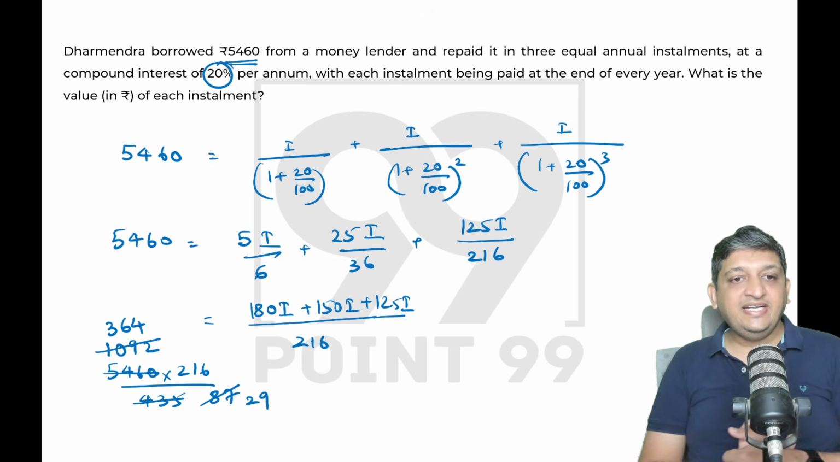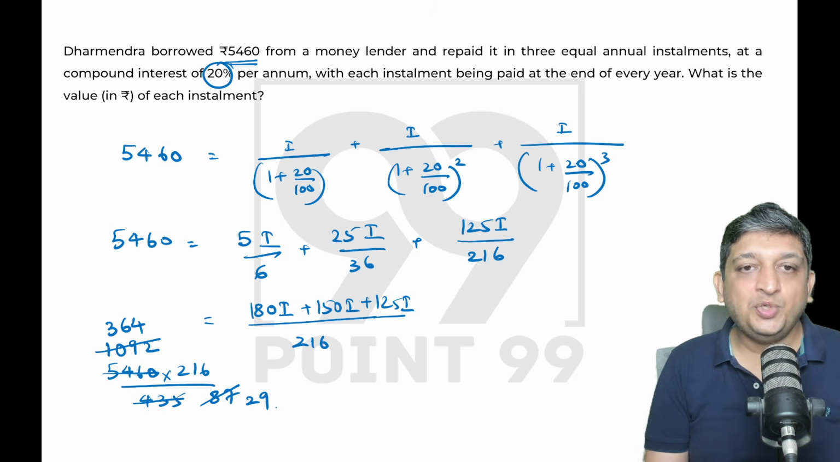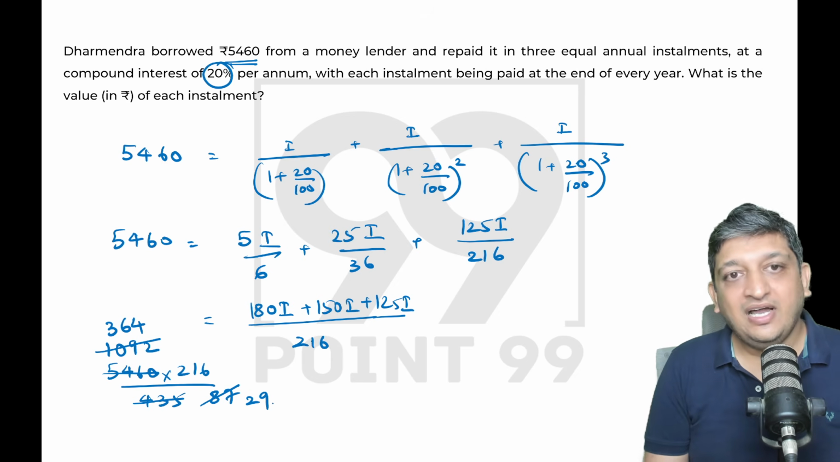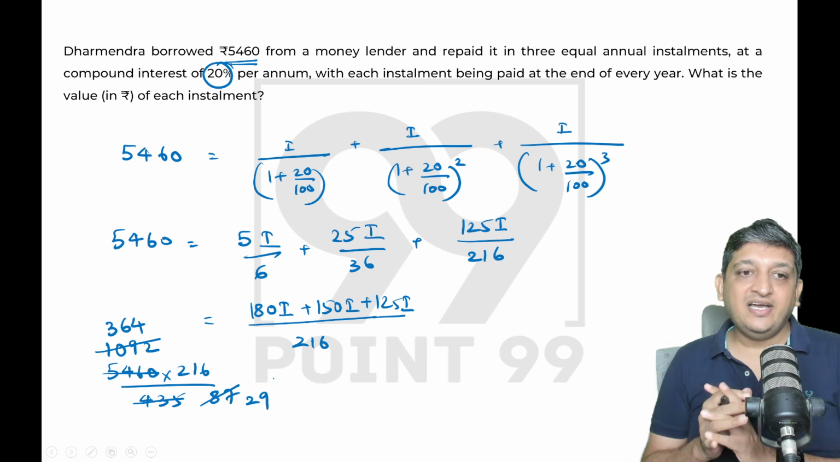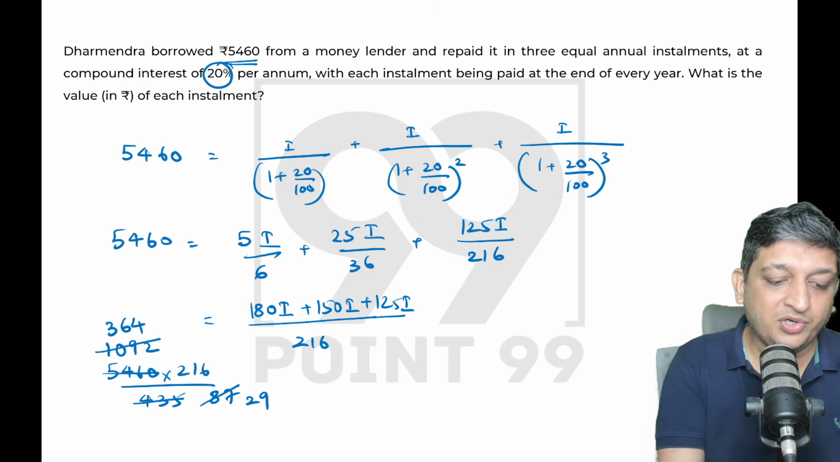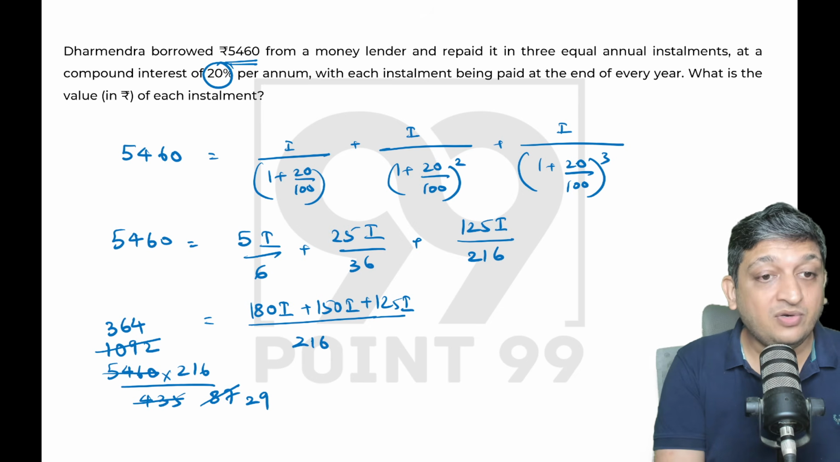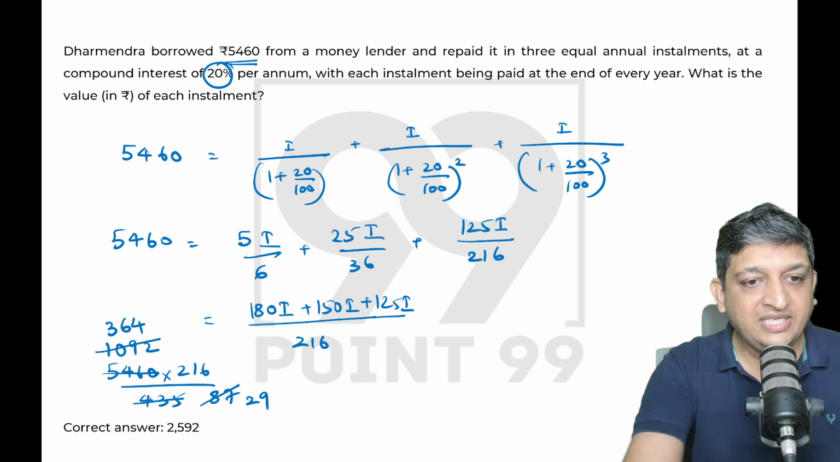Right? Now 29, what can we cancel this with? So 29 into 5 is 145. 29 into 6, 29 into 7, 29 into 8. You will have to keep on doing this, and you will try to figure out what exactly happens here. If you don't want to get into all this trouble, you can use the on-screen calculator and you can try to figure out the answer to this one. So it's 364 into 216 divided by 29.